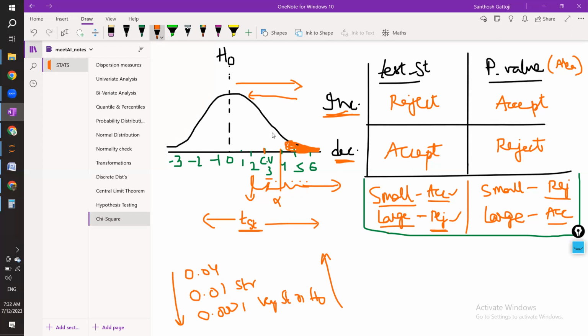But the area is decreasing, which means it is moving away. These two contradictory statements you need to understand, guys. If the number is becoming small, you are coming towards the null hypothesis. But if the area is decreasing, you are going away from the null hypothesis. Similarly, if the test statistic is increasing, you are moving away from the null hypothesis. But if the area is increasing, you are coming towards the null hypothesis.